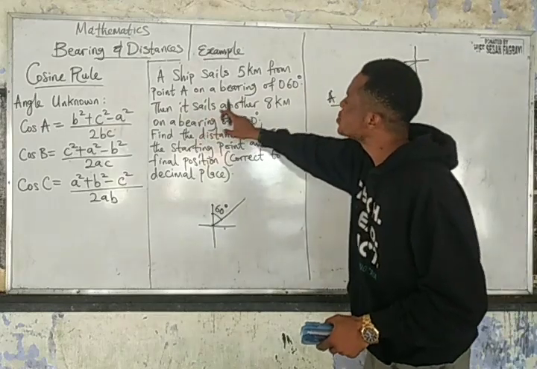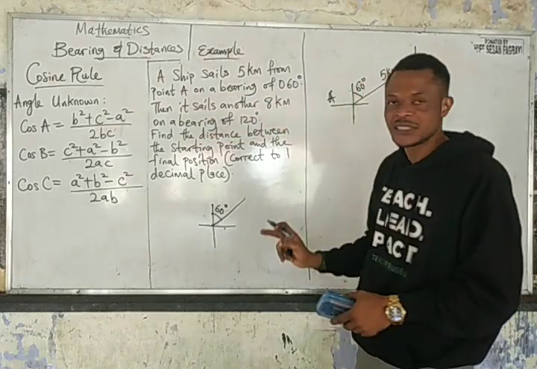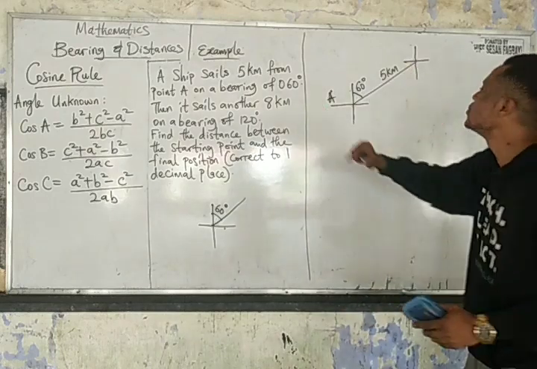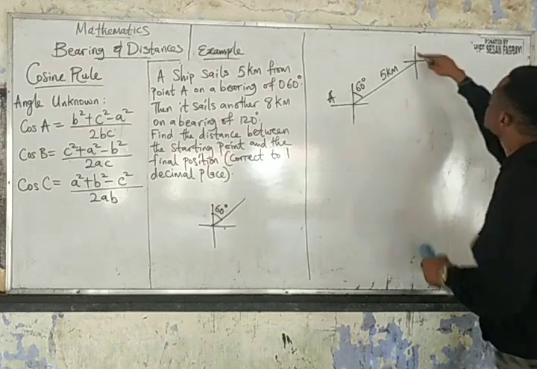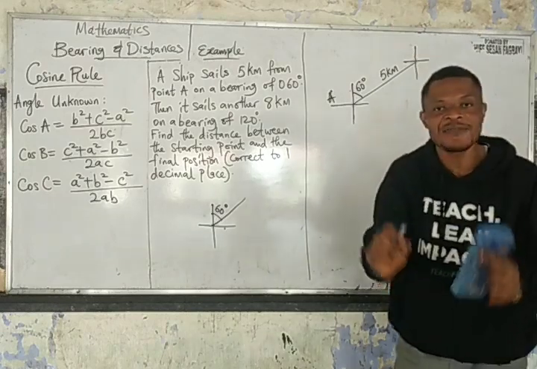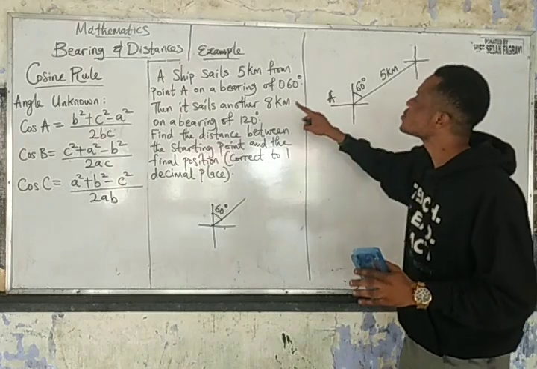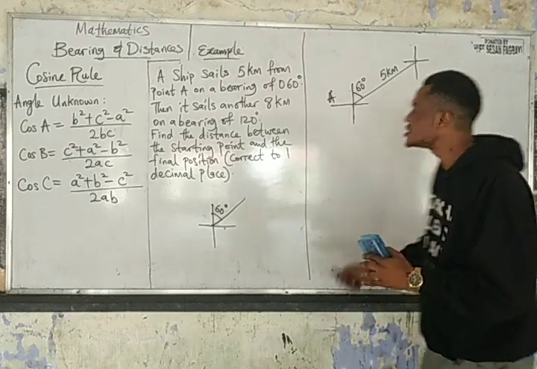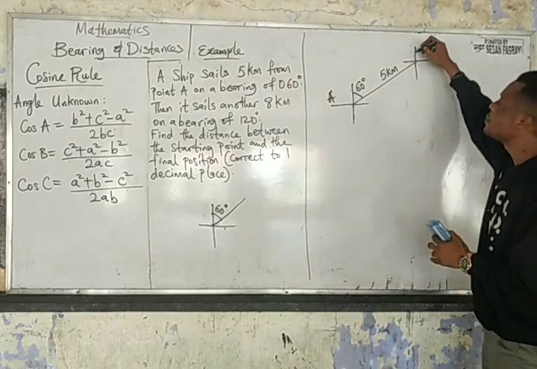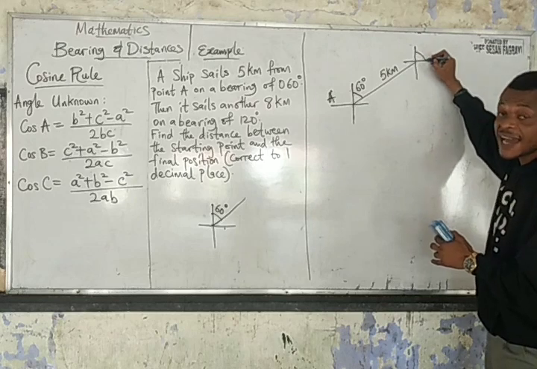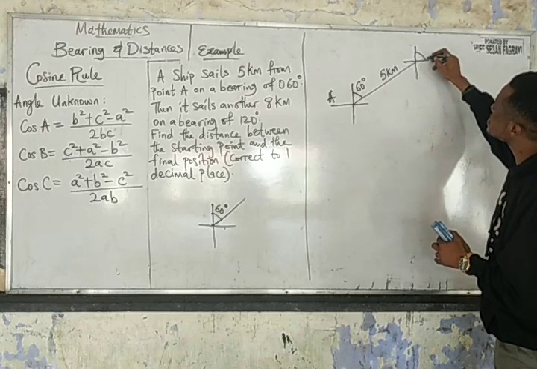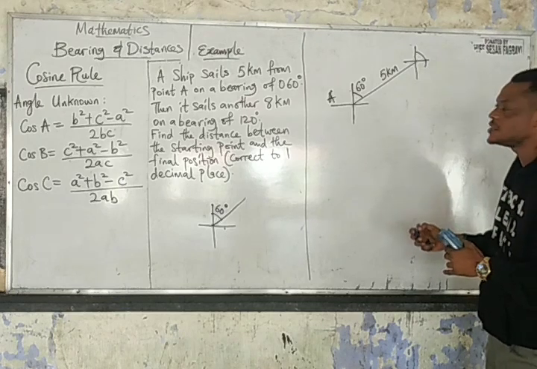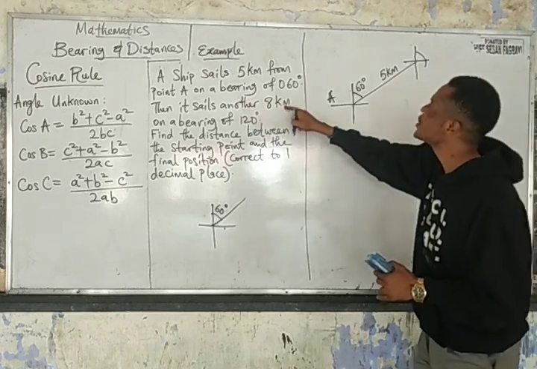Then it sails another 8 kilometers. It went to another place across the distance of 8 kilometers. Maybe it went this way, this way, this way, this way, or this way. We don't know until we have the bearing. So we now have on a bearing of 120 degrees. That means from north, that's where we pick it from. So we cut across to this place, 90. 120 should be slightly beyond 90 because this is 180. So definitely we have 120 around here. And the distance is 8 kilometers.